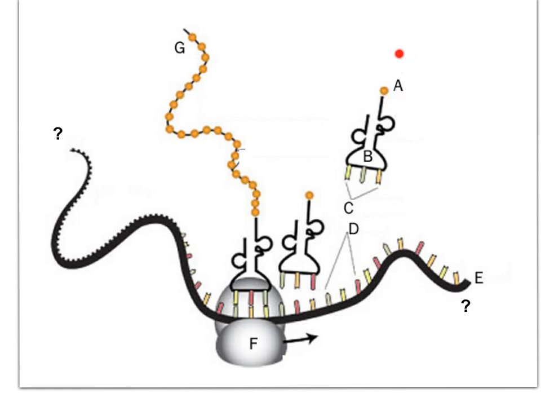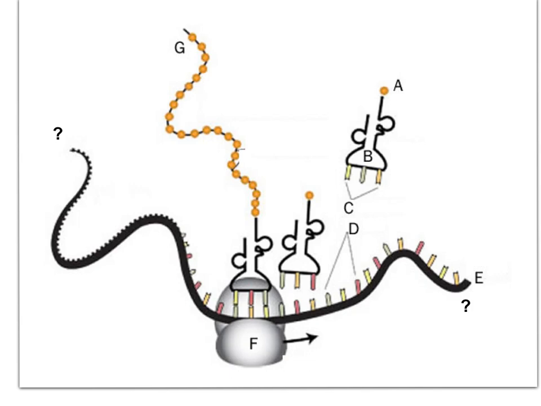A is the amino acid, and remember, the bond here is a high-energy bond formed at the expense of ATP by an enzyme with high specificity for the amino acid and the specific tRNA molecule with this anticodon. B is the tRNA, C is the anticodon, D is a codon, E is the mRNA, F is the ribosome, and G is the polypeptide chain.